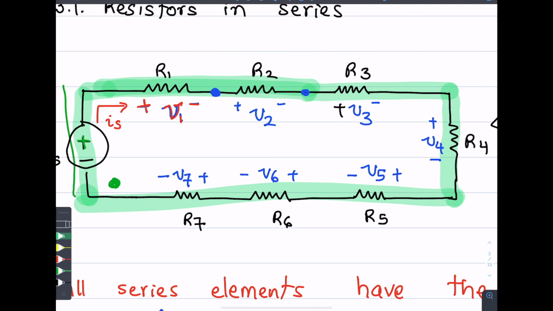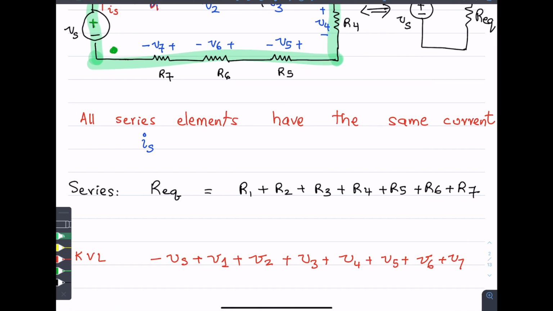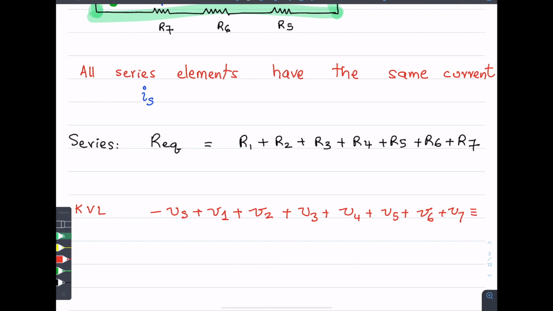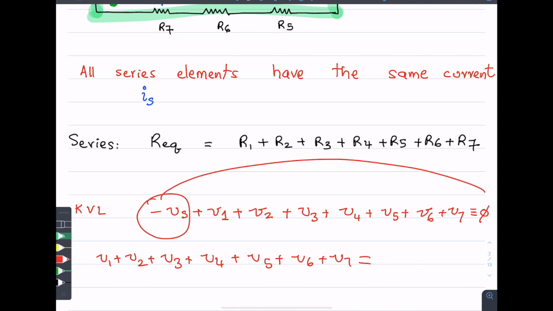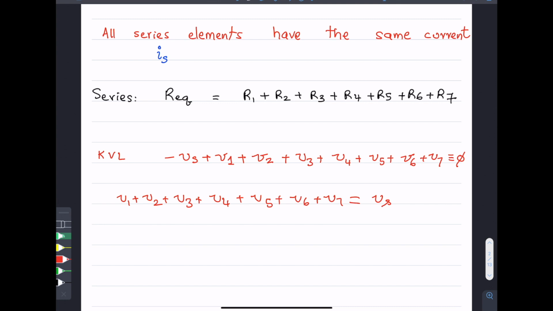Now what KVL says, and that's the definition of KVL, right? KVL says that all of these voltages sum to 0. In other words, the sum of all these voltages, V1 plus V2 plus V3, and so on, equals, take this to the other side of the equation, you will end up with Vs on the other side, positive Vs. You'll see that all of these voltages add up to Vs.